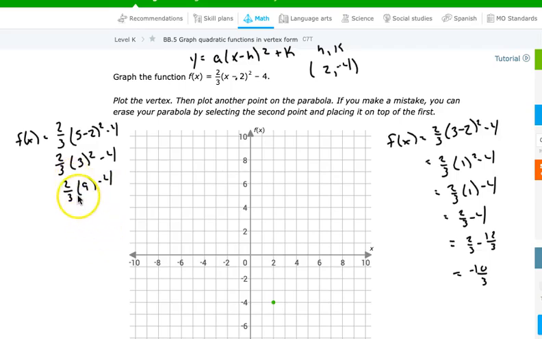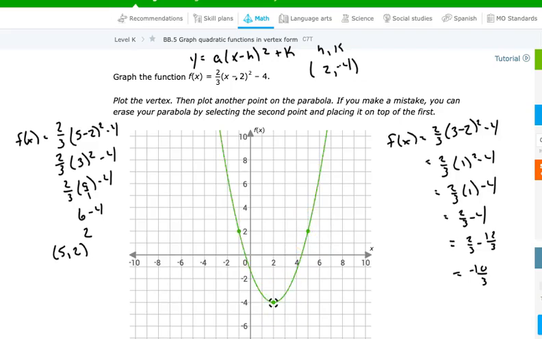Now what is 2/3 times 9? Well, that would be like 2 times 9, which is 18 over 3. And 18 over 3 is 6, so I'd have 6 minus 4. And 6 minus 4 is 2. So when I input 5, my output is 2. That's a lot easier to work with. So when I input 5, my output was 2. And again, I have a perfect parabola.